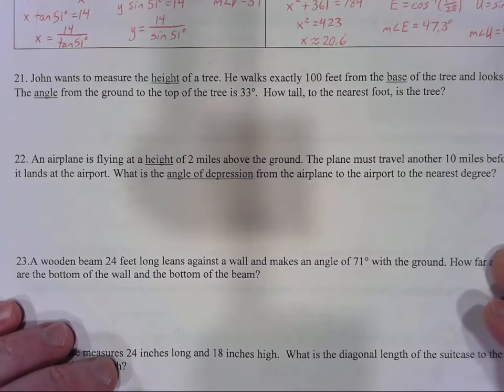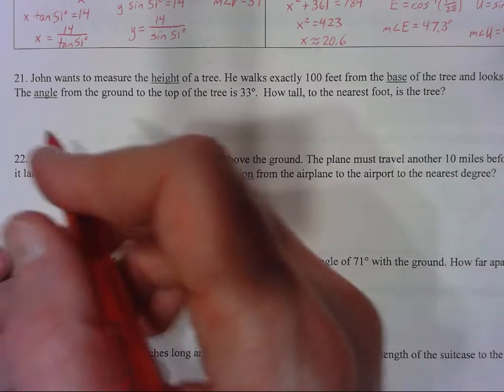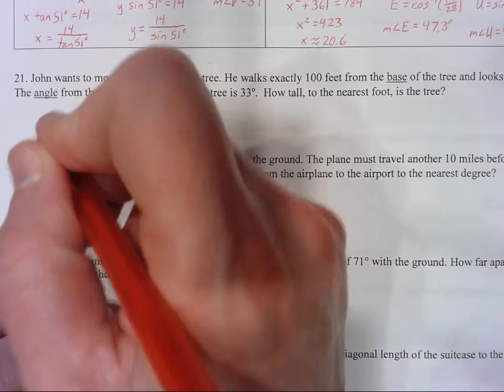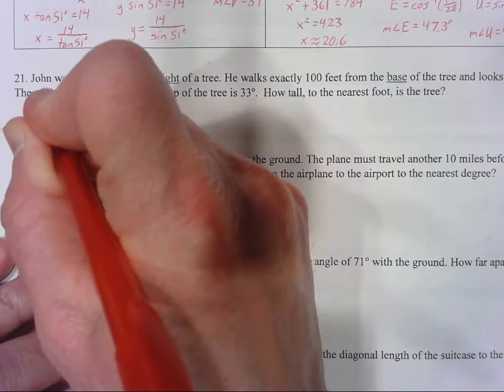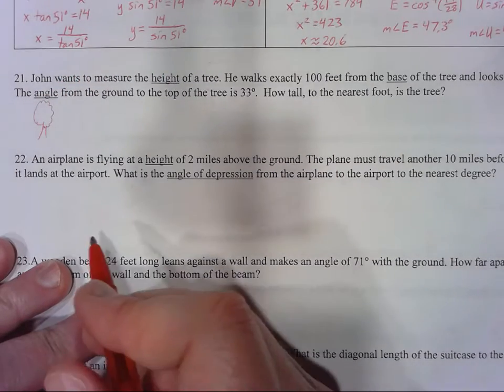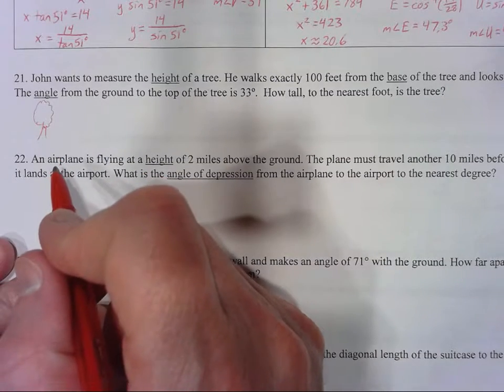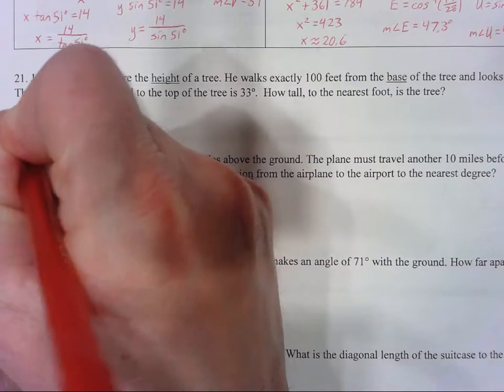In number 21, John wants to measure the height of a tree. He walks exactly 100 feet from the base of the tree and looks up. The angle from the ground to the top of the tree is 33 degrees. How tall to the nearest foot is the tree? So, I need a tree. There's my tree. John wants to measure the height of the tree. The height of the tree is what we're trying to find.